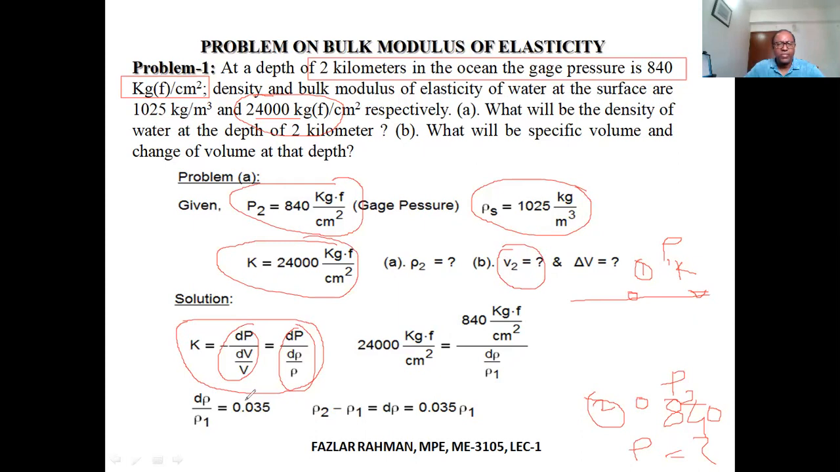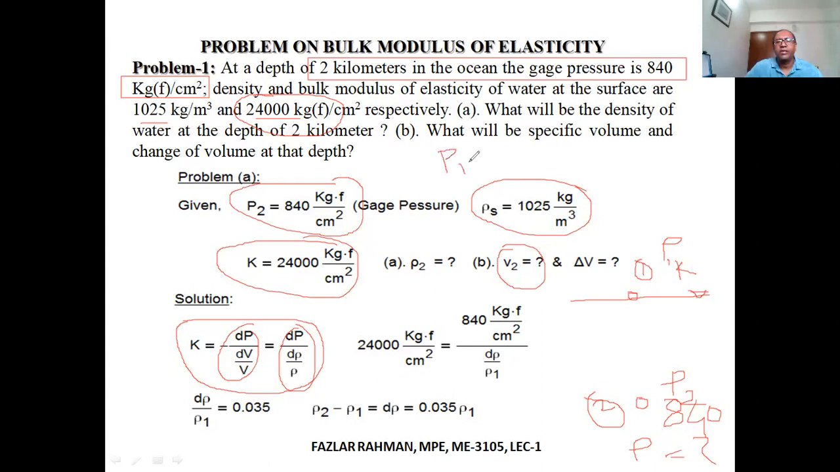So what will we use? We use the second formula, because density is given at the top surface, 1025 kg per meter cube. So K equals dP divided by d rho by rho. You put the value of K, and the change of pressure is 840. You see how it becomes 840? Anyone? What is the pressure at point 1?